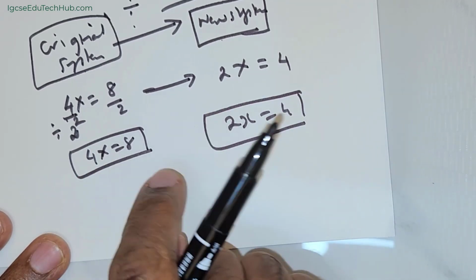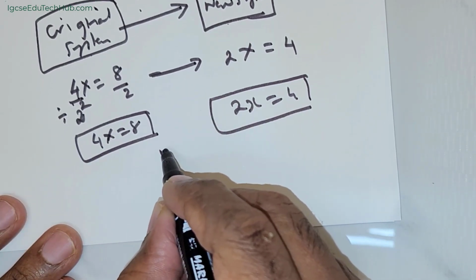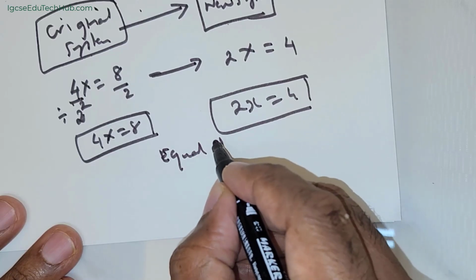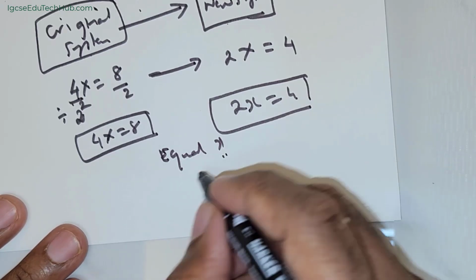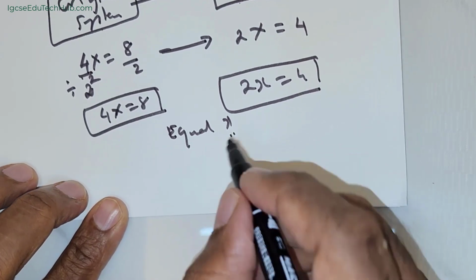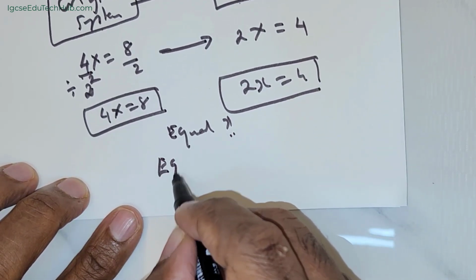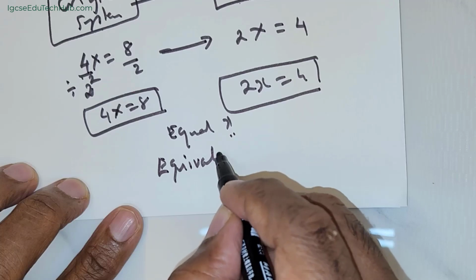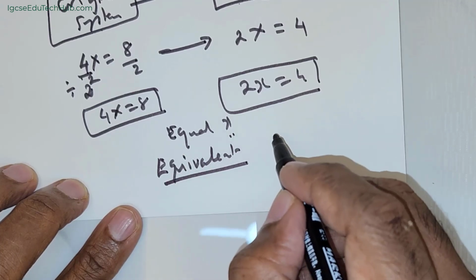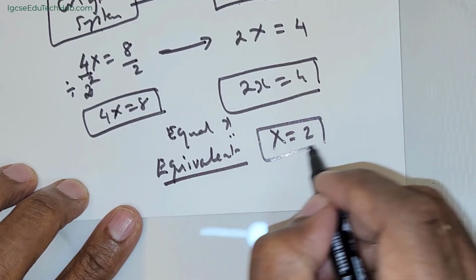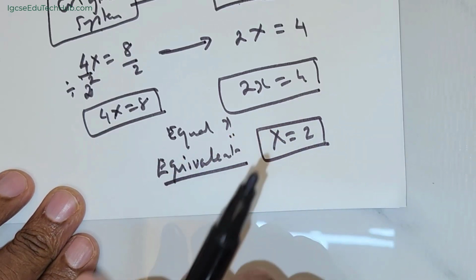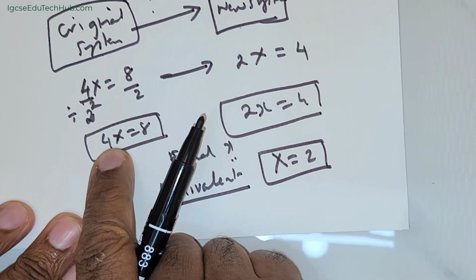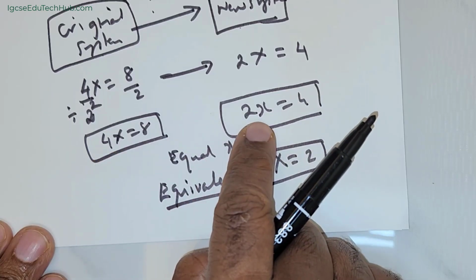Are these two systems equal? Tell me, are these two systems equal? That's an important question. You might say they are equal, but the answer is not so. They are not equal. They are equivalent. Why are they equivalent? Because they are producing the same solution, x is equal to 2. But they are not equal. Why? This has a coefficient of 4, this has a coefficient of 2.